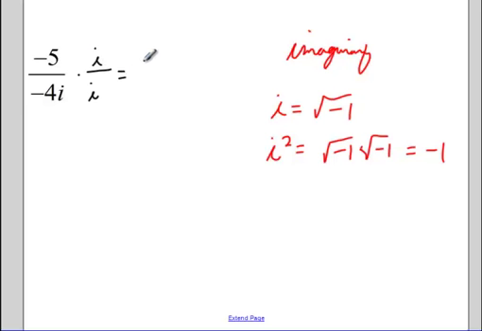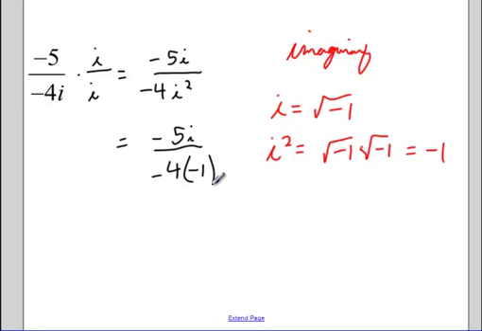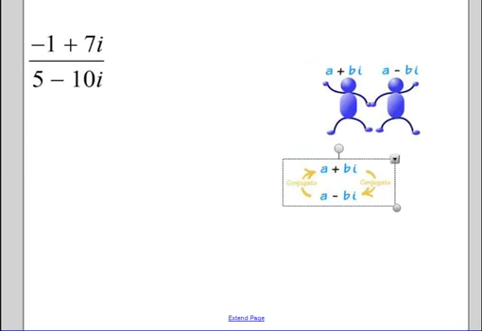So if I do that, that gives me negative 5i on top. And on the bottom, I get negative 4i times i, which is i squared. So when I simplify that, when I clean that up, I get negative 4 times negative 1. Okay, so the negatives cancel out, and I get 5i over 4. So for imaginary numbers, all you have to do is multiply i over i, and that gets the i out of the bottom. Alright, one last example problem.